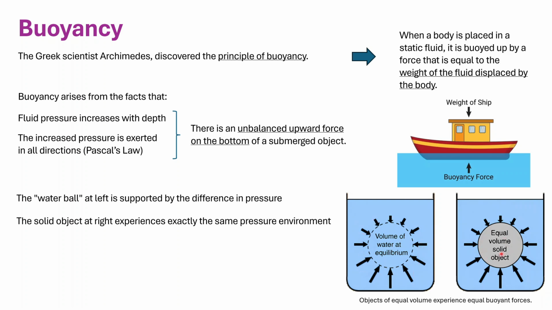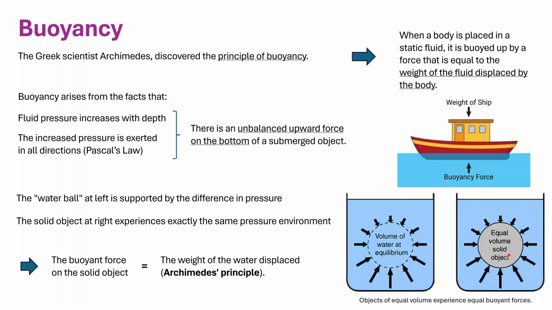The solid object on the right experiences exactly the same pressure environment. So the buoyant force on the solid object is equal to the weight of the water displaced by that solid object. And that is called Archimedes' principle. The formula for that is F sub B equals gamma times V, in which gamma is the specific weight of water, V is the amount of water displaced, and F sub B is the buoyant force.